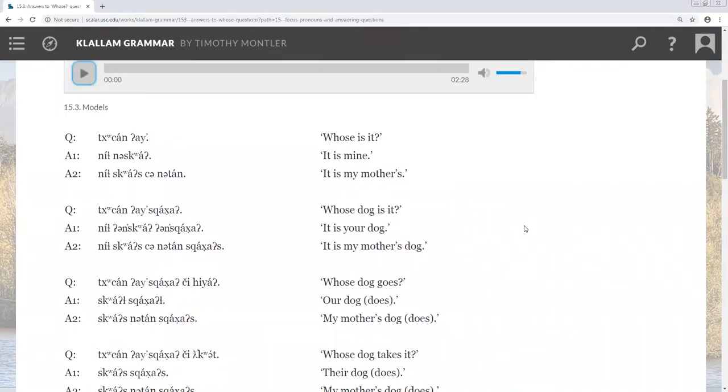So we're going to move on to answering whose questions. If you look at the model right here on the screen, to answer a whose question, use the emphatic possessive to focus on the possession itself. And in order to talk about somebody's possession, like my mother's dog or Mary's dog, you put the possessor in front of the thing that's possessed and put the his, her, its, and theirs suffix ending, the s, onto the thing possessed. So let's listen to the model.